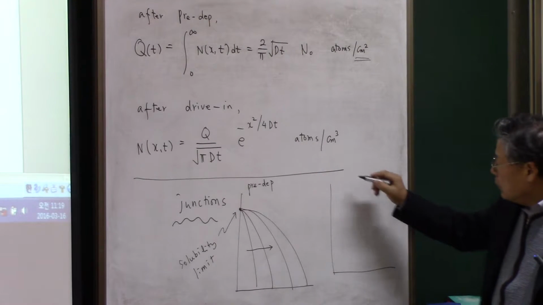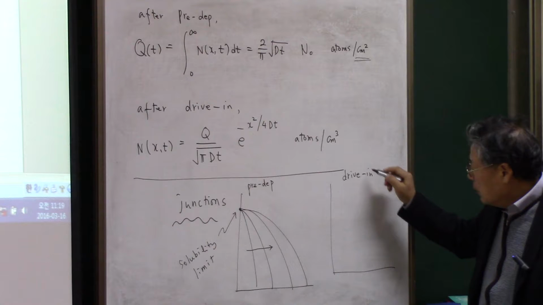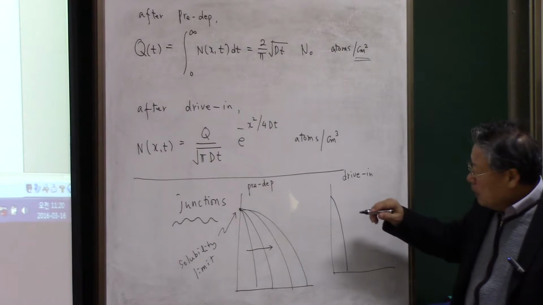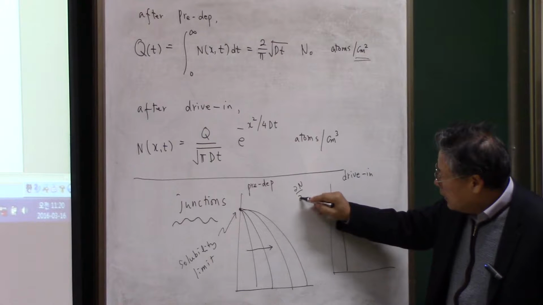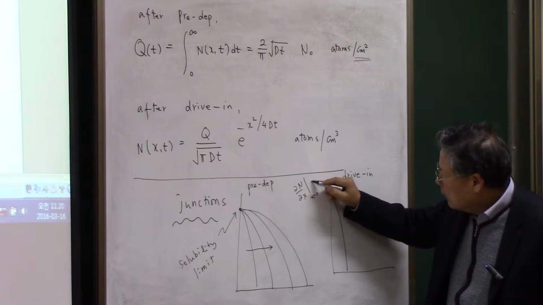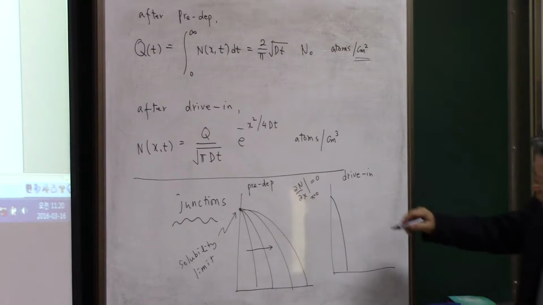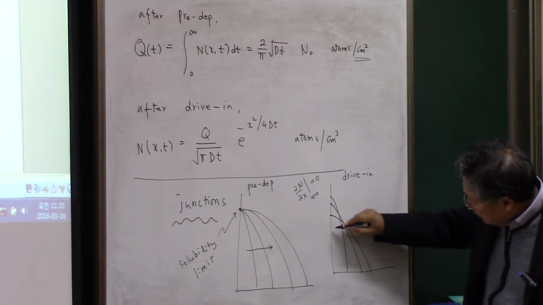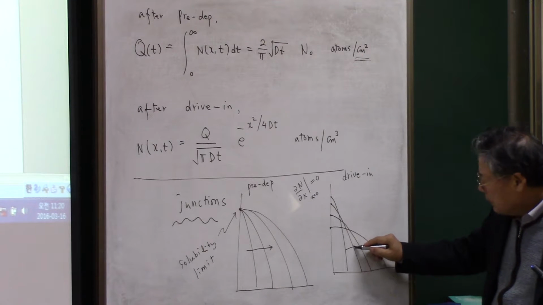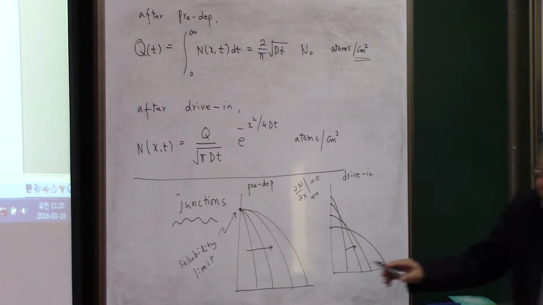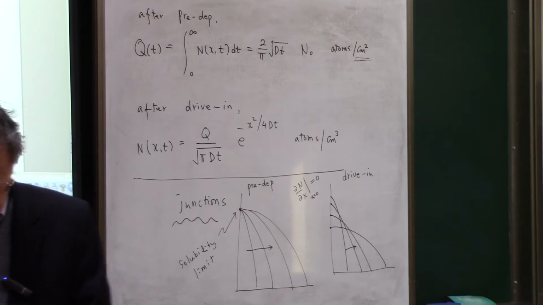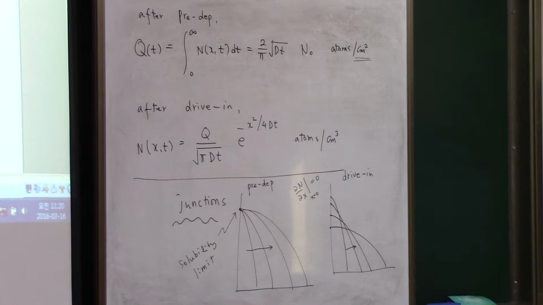But during the drive-in, first we have a profile like this, but the source is no more supplied. So that as time goes by, the profile now is going to look like this. Okay, that is the difference, and this is the complementary error function, and this is the Gaussian profile. And most of the profiles have been tabulated so that you don't really have to solve the equations whatsoever. Okay.